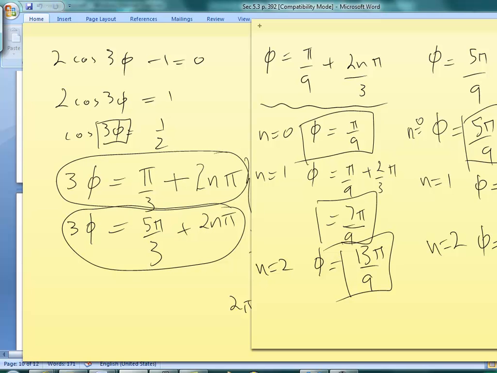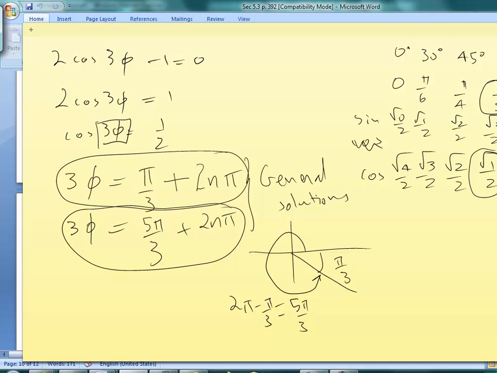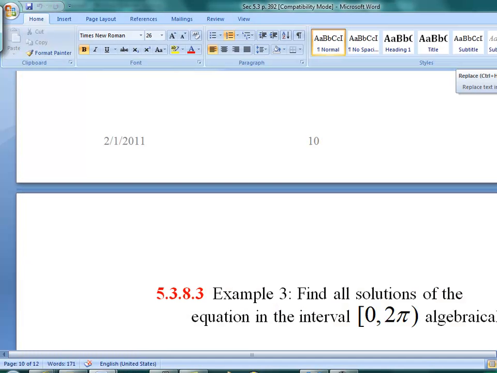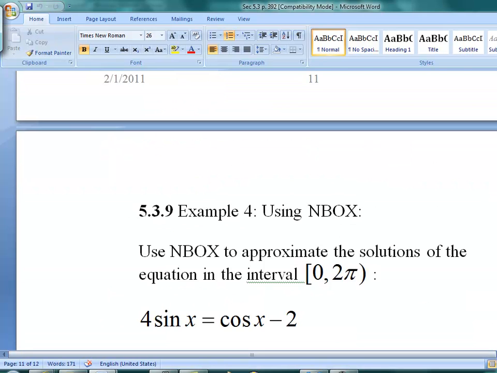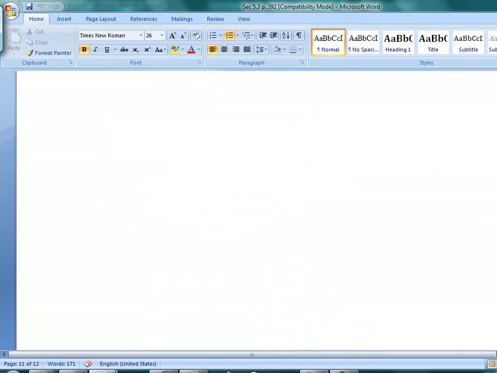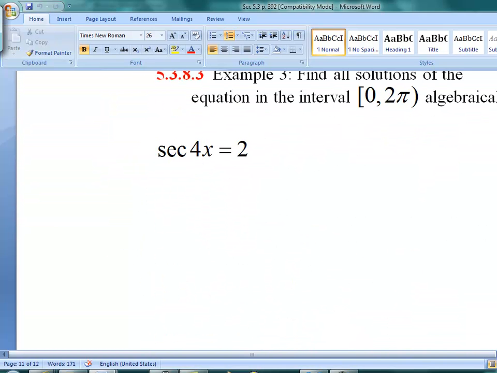You can always check these answers by going back and plugging them into the original equation and making sure that they work. So you can see the complexity introduced by having multiple angles. We got only 3 answers here, but there are certain examples where you can get 8 or 10 or 12 or some humongous number. Okay, let's do this example. I believe this is the last example. No, it's not. So 2 more examples to do.